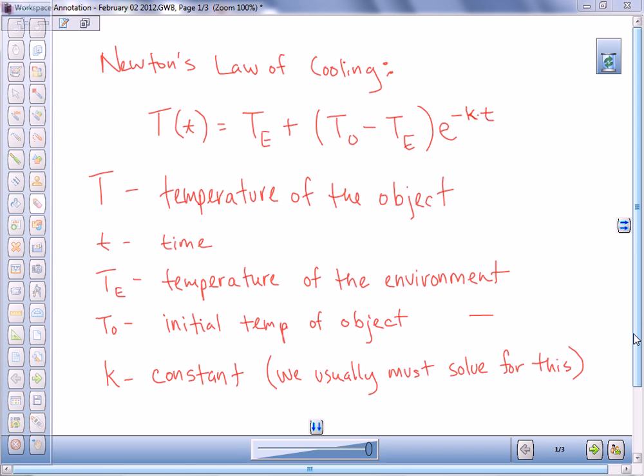Okay, so the formula for Newton's law of cooling is temperature with respect to time is equal to the temperature of the environment plus T naught, where T naught represents the initial temperature, minus the temperature of the environment, times e raised to the negative kt, and k is a constant. We're usually going to have to solve for that constant. Now, yesterday I gave you the constant, didn't I? In most of the problems we did. Today we're going to solve for it, and the lowercase t represents time.